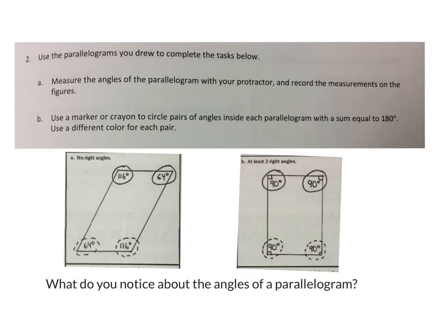So once again, what do you notice about the angles inside a parallelogram? Well, we noticed a couple things. We noticed that opposite angles are the same. And then again, were there pairs of angles that add up to 180 degrees? Yeah, just like we noticed before. Only this time, you have two different pairings, because you have how many sets of parallel lines? Two. Very good. Okay.